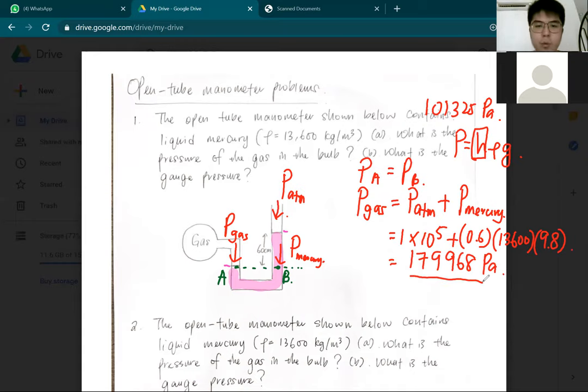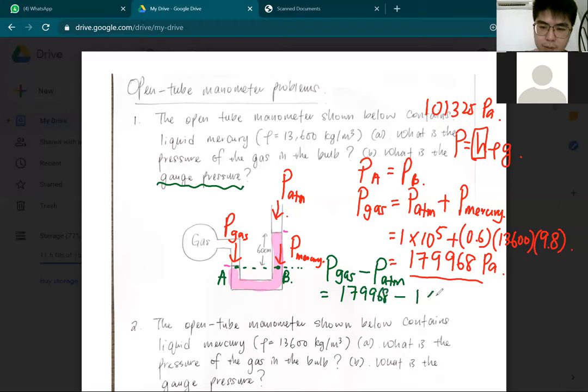Now B, what is the gauge pressure? How do we calculate the gauge pressure? Remember, gauge pressure is the difference between the pressure of the gas and the atmospheric pressure. In this case, the pressure of gas is 179968. So you take P gas and minus out the atmospheric pressure. So it's 179968 minus 1 × 10⁵, and you get 79968.